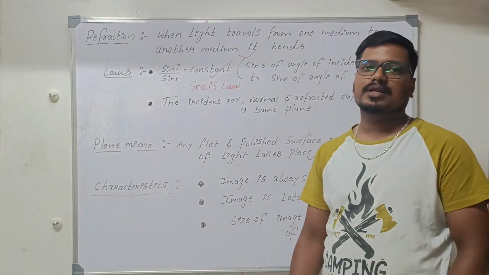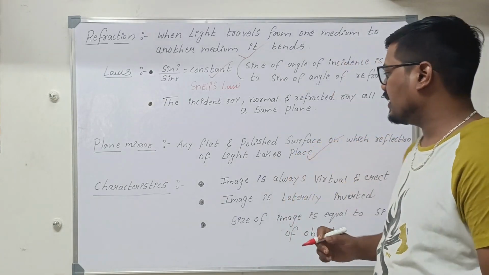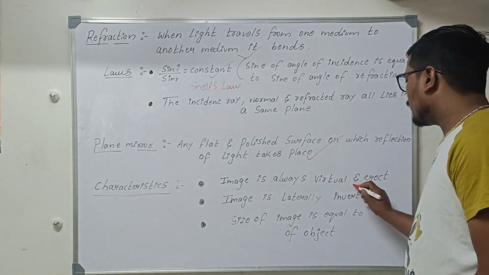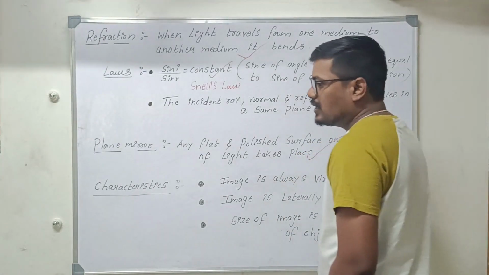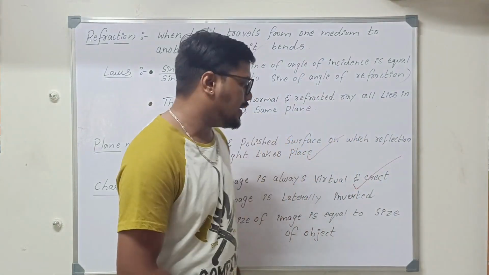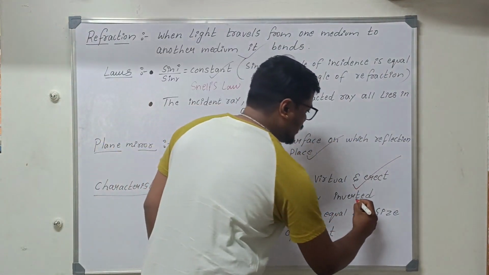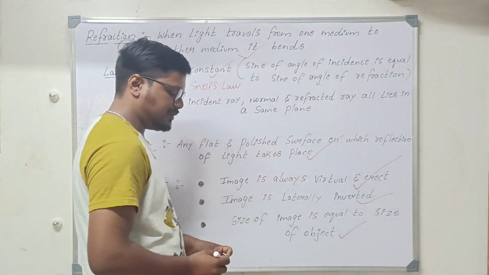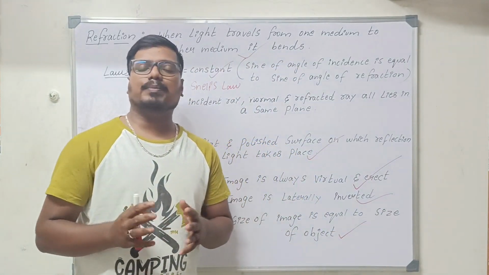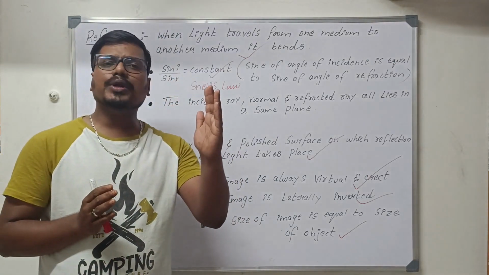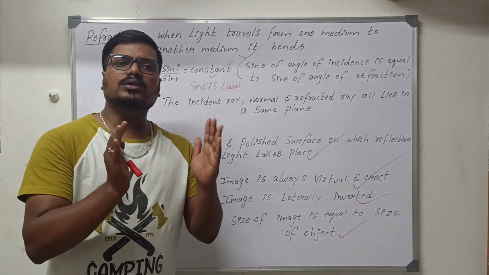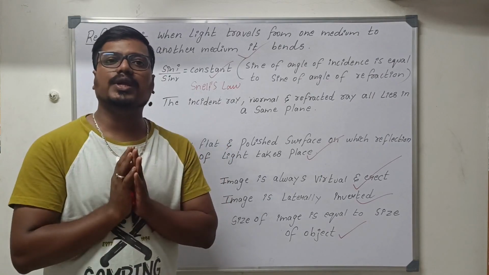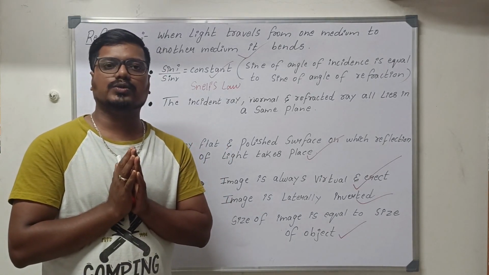Let us see its characteristics. The image is always virtual and erect. The image is laterally inverted. The size of the image is equal to the size of the object. Let me explain all three one by one. If I stand in front of a mirror, the same size that I am is what appears in the mirror.